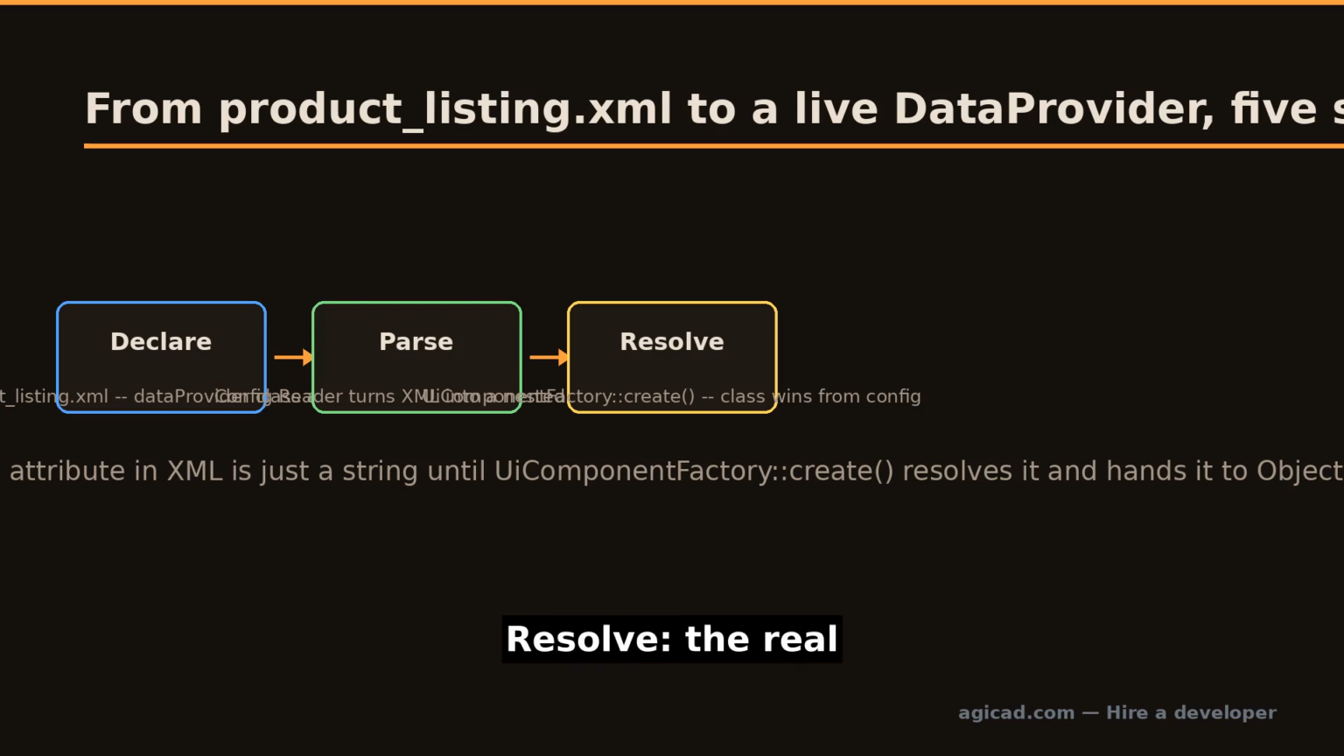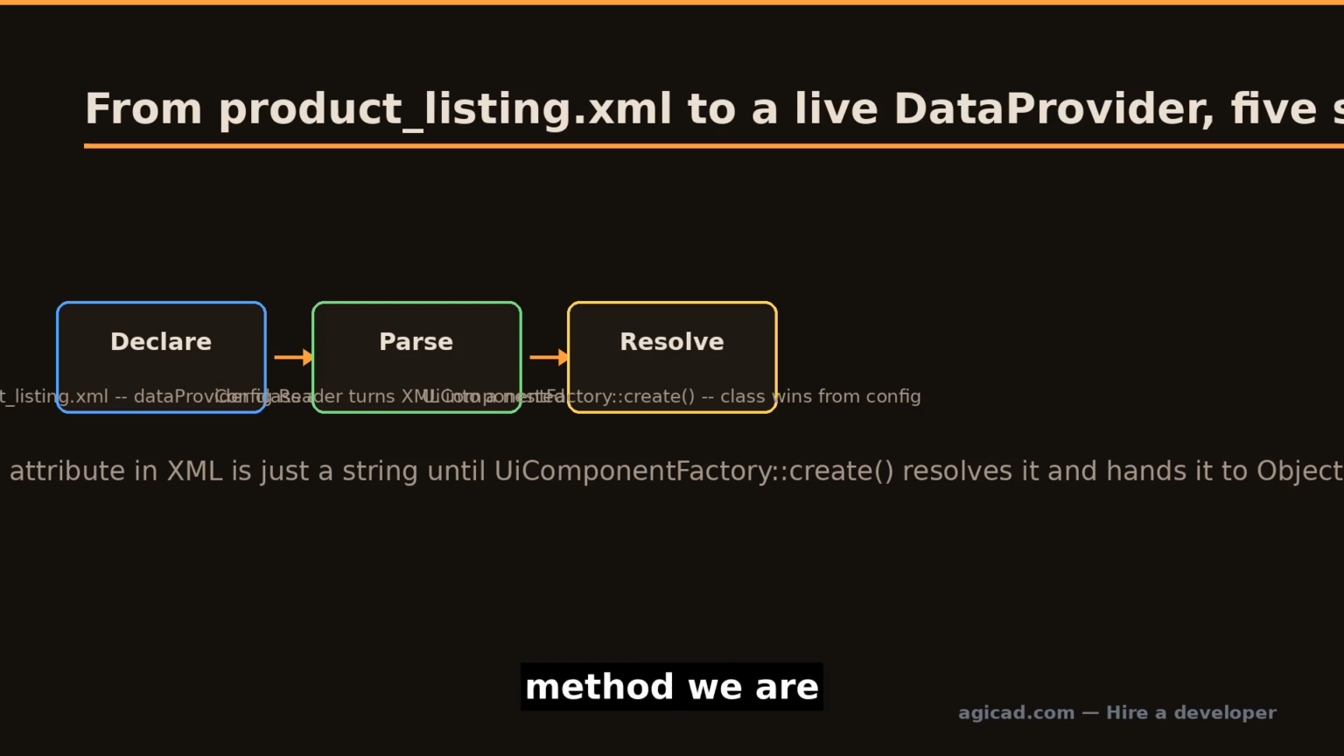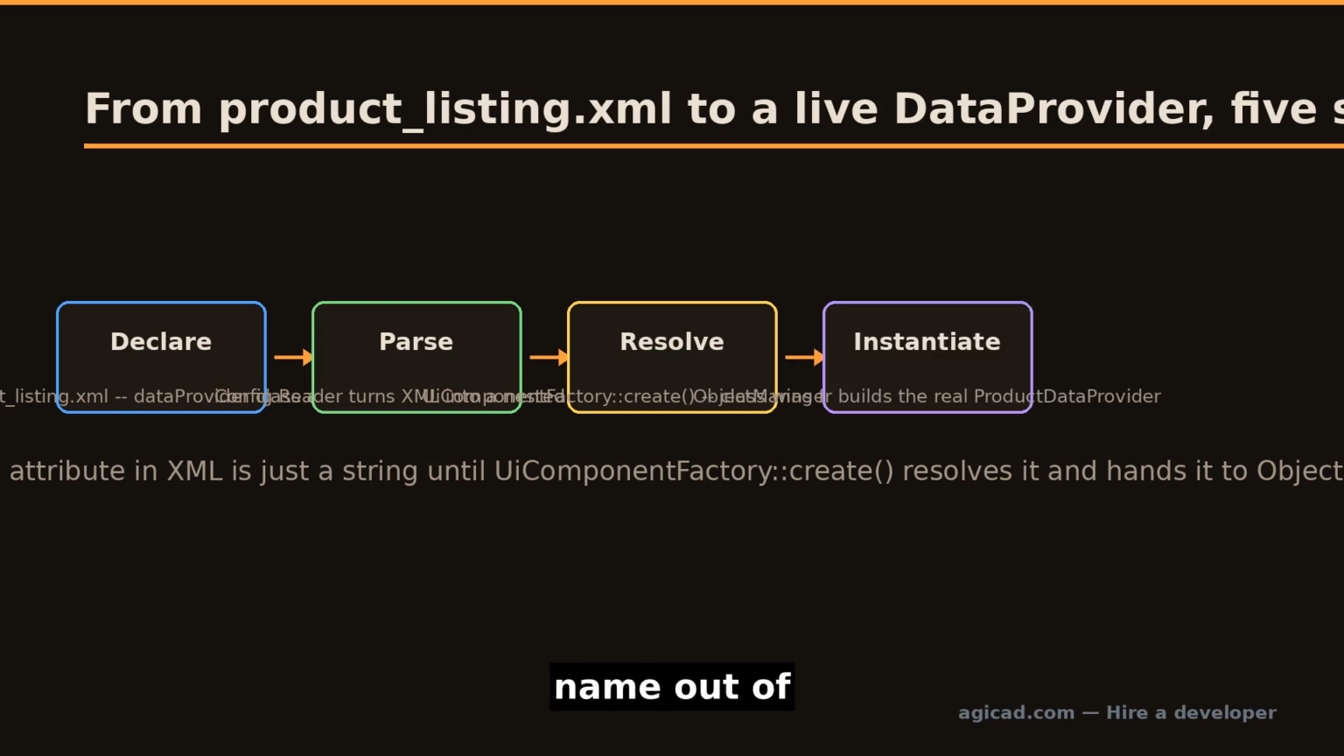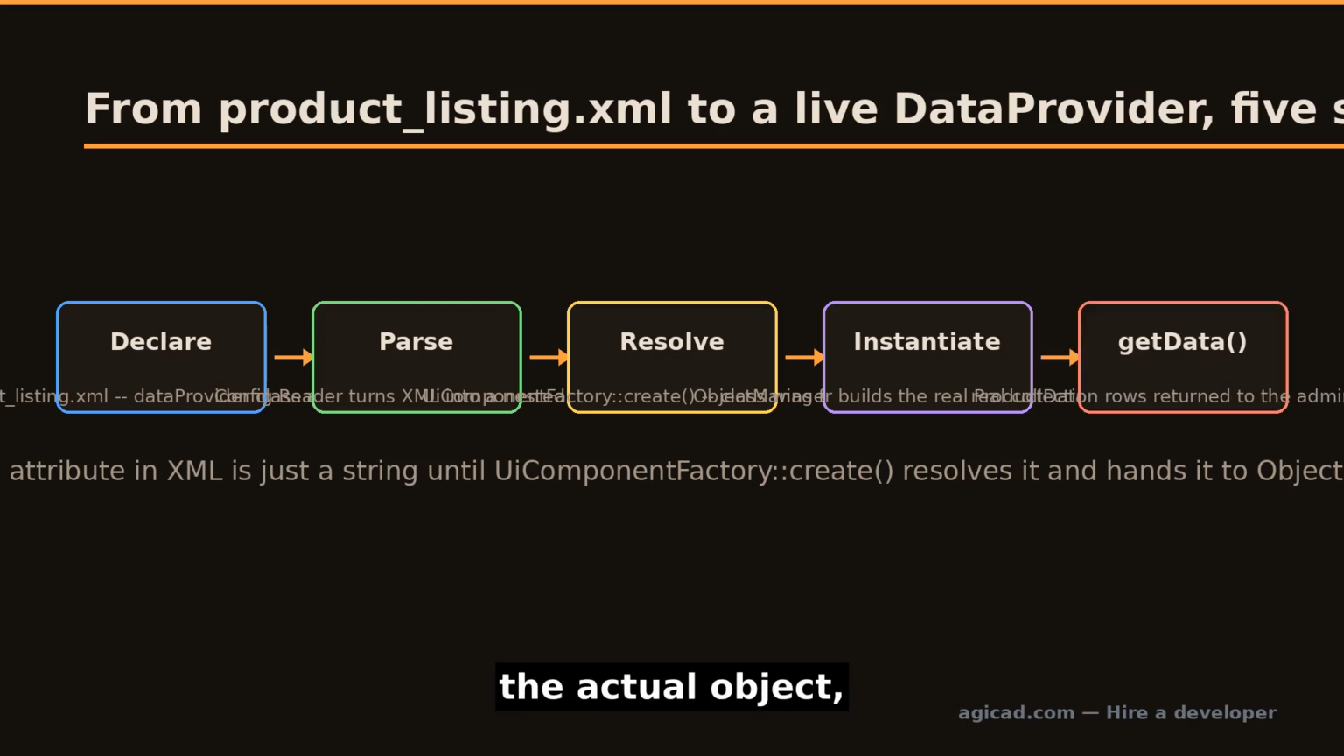Resolve: the real UiComponentFactory create method we are about to open pulls a class name out of that array, with a specific override rule we will look at directly. Instantiate: once a class name is settled, ObjectManager builds the actual object, running its constructor with real dependencies. And getData: the resulting object's own getData method is what the admin grid's JavaScript actually calls, over and over, as you scroll, sort, and filter.